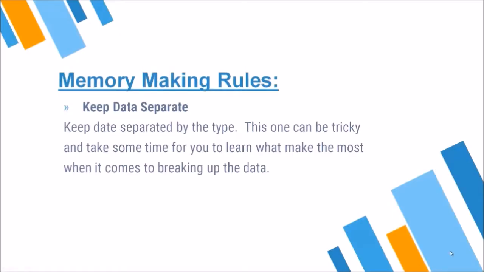Keeping your data separate. This one can be tricky. You want to keep your data separated by the type of data that you're storing. This is going to take some time for you to learn what makes the most sense when it comes to breaking up the data that you're going to store with your robot. As an example of this, maybe you want to store memories that your robot is creating for chat conversations. Now, if your robot is chatting all of the time, you may need to think about breaking up that chat data, or all of your chat information might be just in one memory location or one memory file.